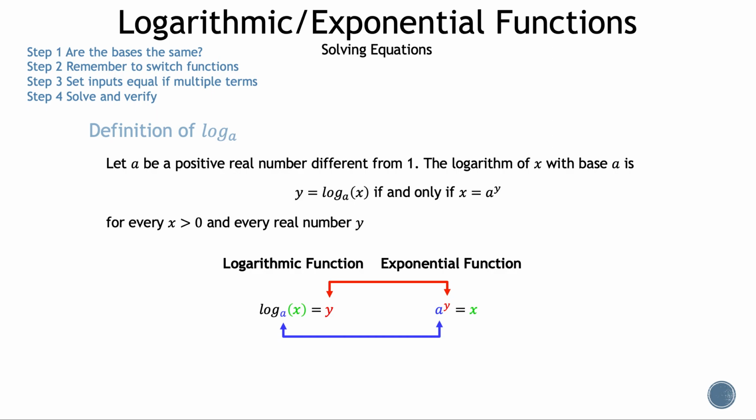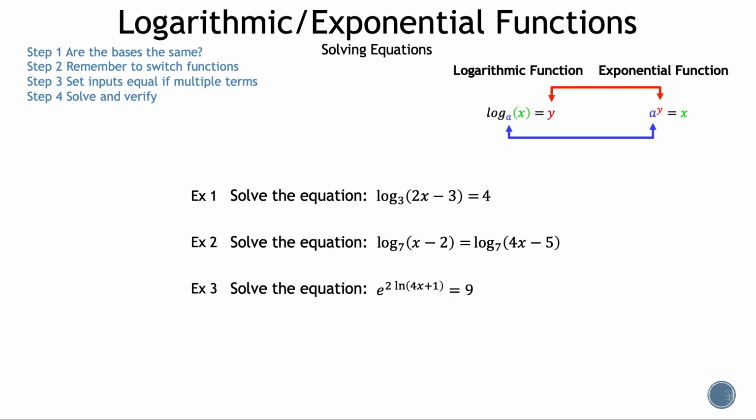Let's look at the conversion chart of logarithms to exponentials and vice versa. The key elements are the bases are the same, and the output of the logarithm is the input of the exponential. The other key part is for every x greater than 0. That means the input of a logarithm must be positive. Now, let's take a look at the examples we're going to discuss in today's video.